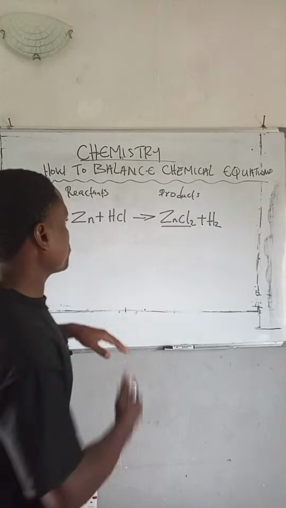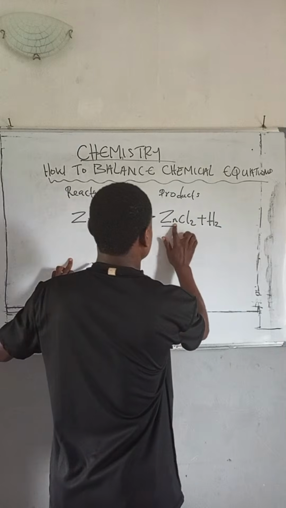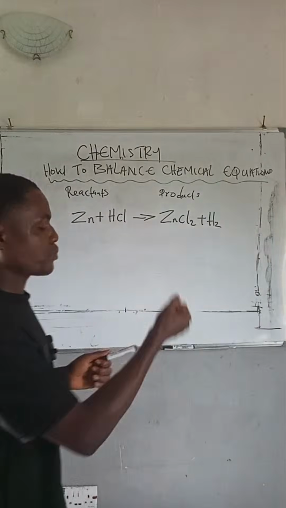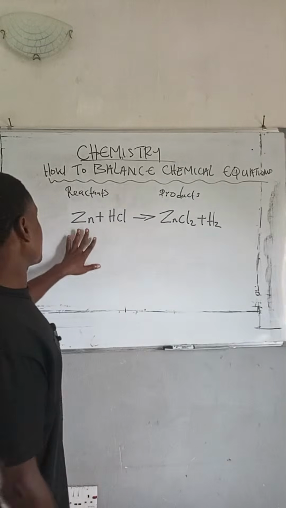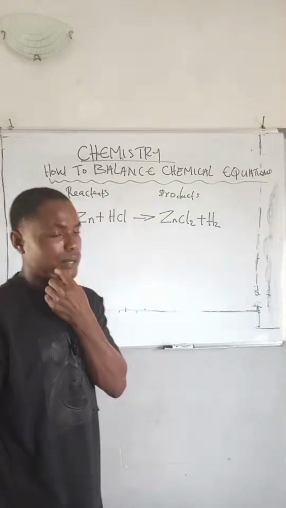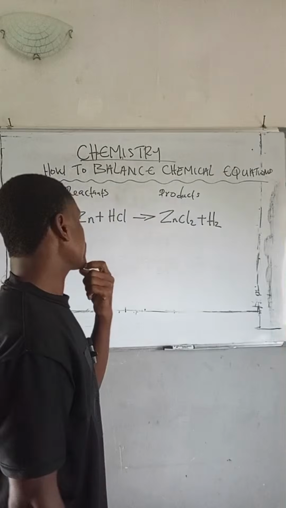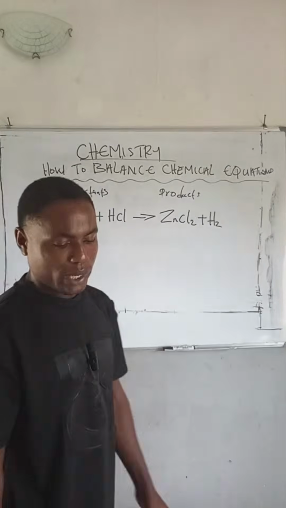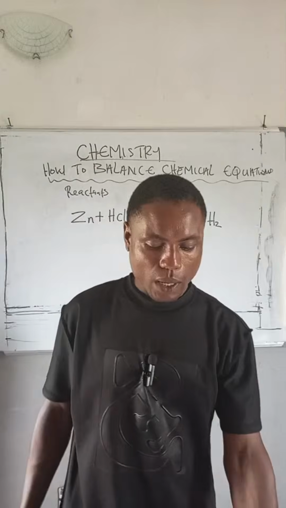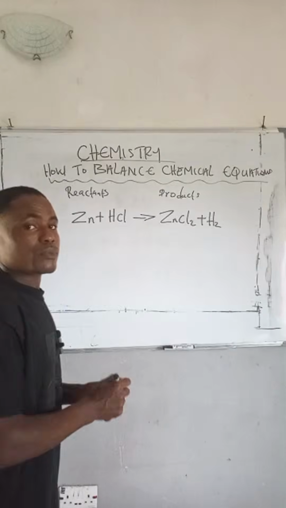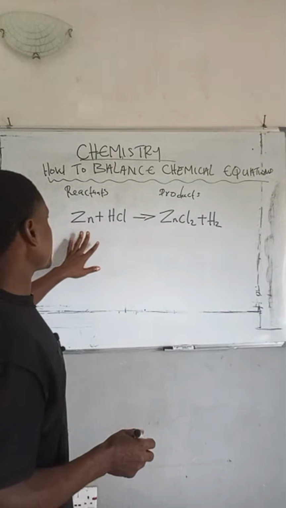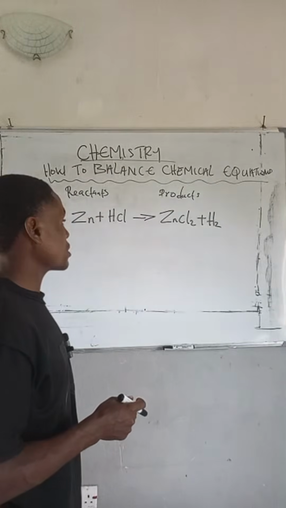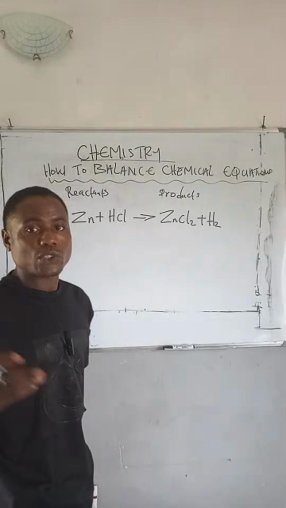So let's balance this chemical equation. So this is zinc reacting with hydrogen chloride, right? To give us zinc chloride and hydrogen. I told you guys something. I said whenever you are given a chemical equation or reaction to balance, the first thing you should do is what?